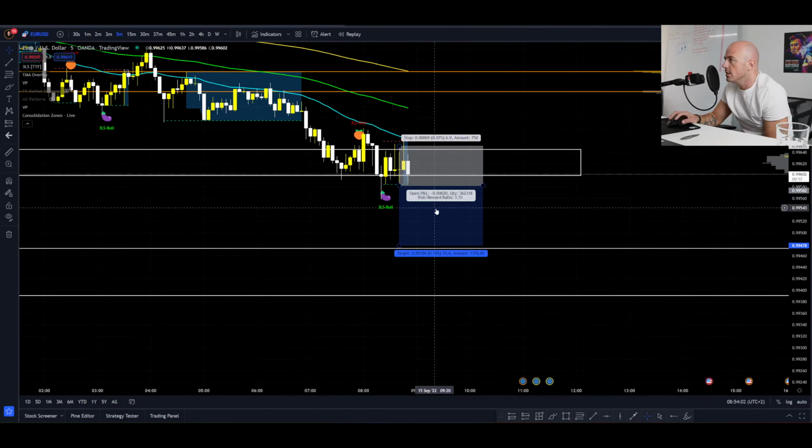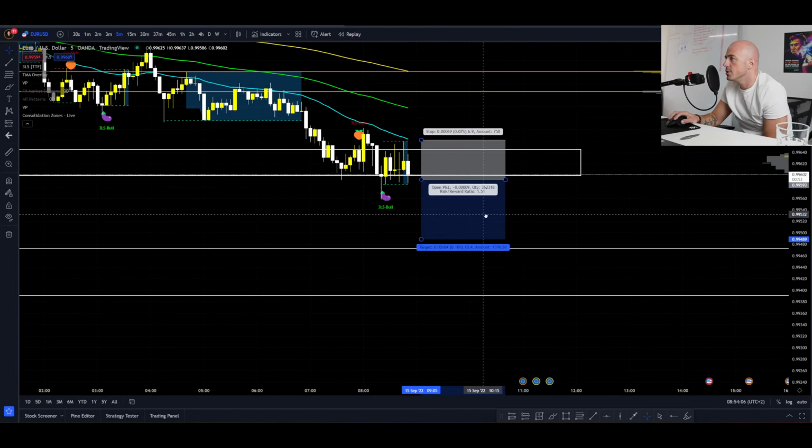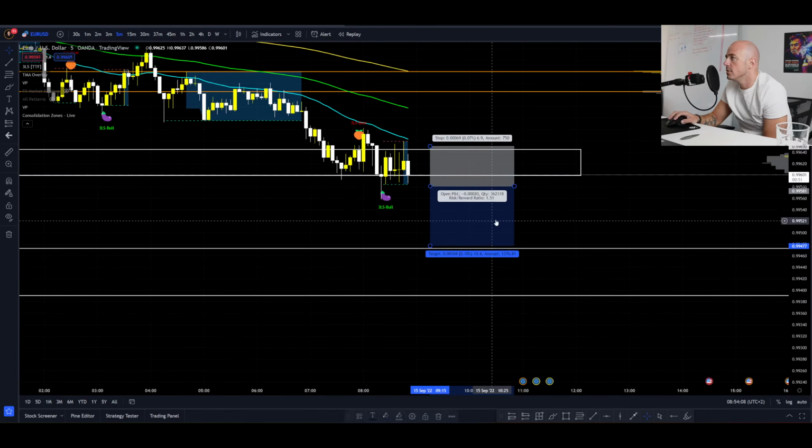So as to not confuse people, I'm not in an active trade. This is a potential if it breaks this zone.